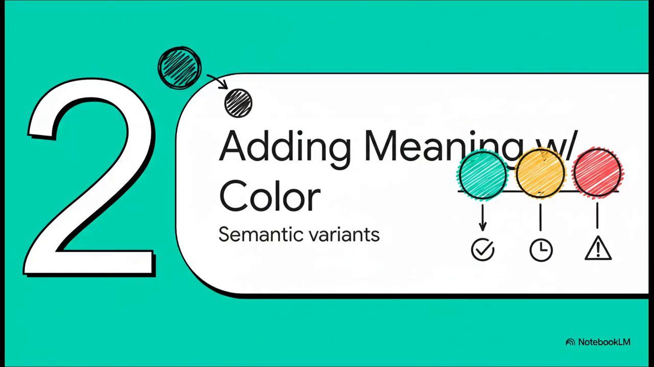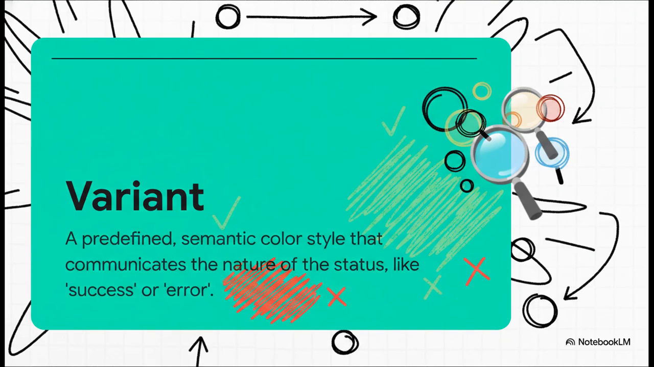All right, so size is sorted, but let's be real. A dot is just a dot. A colored dot? Now that tells a story. This is where things get really interesting, because we're moving from just showing a status to actually explaining what that status means. The way it does this is with something called a variant. Now, a variant isn't just a color. Think of it like a color with a specific purpose. It's not just green, it's success. It's not just red, it's error. Using these makes your code way easier to read and, more importantly, makes your UI super clear for the user.